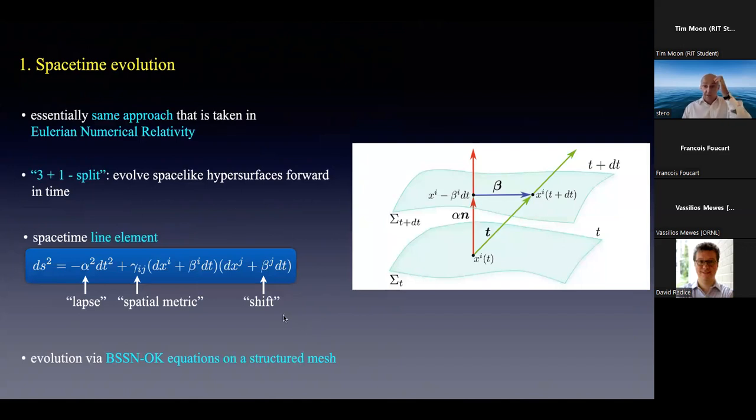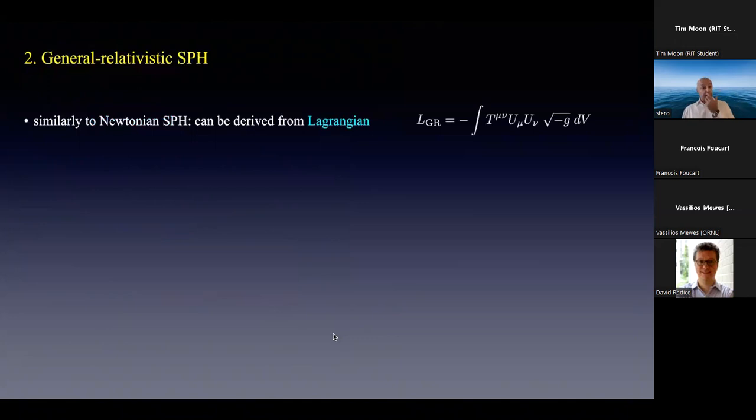Now, space-time evolution, that is what many of you in this community grew up with. So we have a 3+1 split and, of course, a spatial metric, lapse and shift. And we use pretty much the same equations that are standard for Eulerian methods here. Now, the SPH part, this is also a relatively modern version of SPH and a general relativistic version of it. And there you start with the Lagrangian of an ideal fluid.